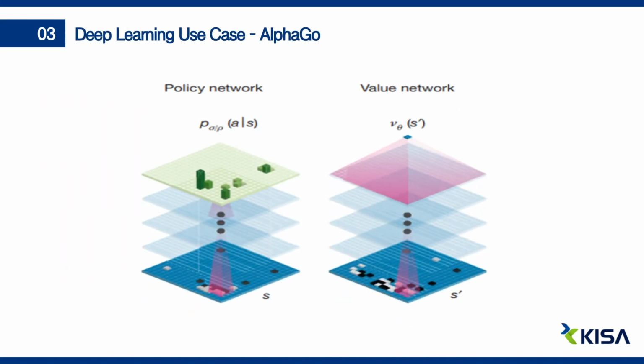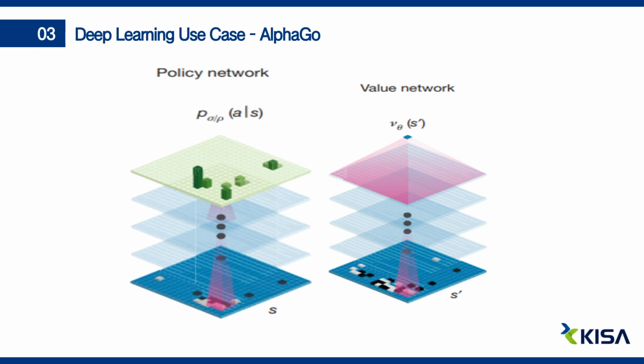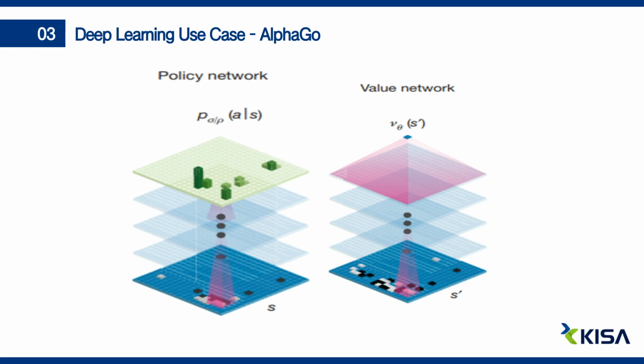AlphaGo is a computer program that plays the board game Go. It was developed by DeepMind Technologies, which was later acquired by Google. This figure shows a schematic representation of the neural network architecture used in AlphaGo. AlphaGo uses a policy network and a value network. The policy network takes a representation of the board position as its input and outputs a probability distribution over legal moves.